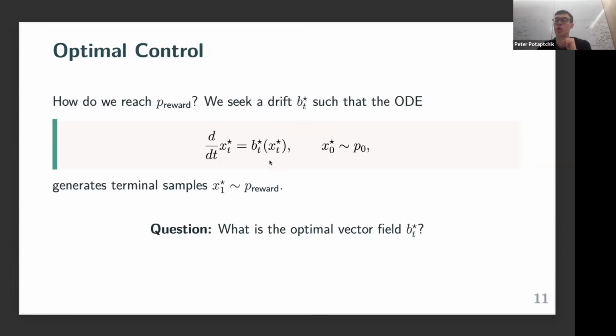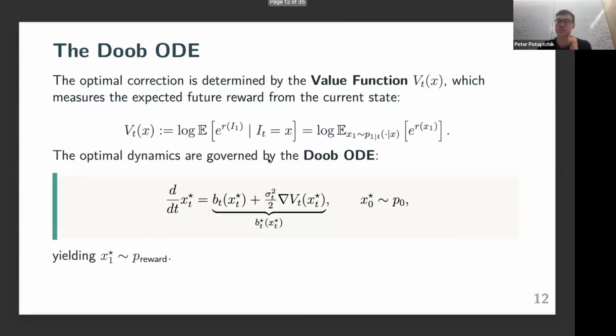And so the question is, what is this optimal vector field b_t star that we want? The optimal vector field b_t star can be expressed in terms of the value function of the interpolant. Intuitively, the value function is just telling us the expected future reward given the current state. So I'm going to define V_t of x to be the log expectation of the reward of the clean data sample I_1, given that the noisy observation I_t is equal to x.